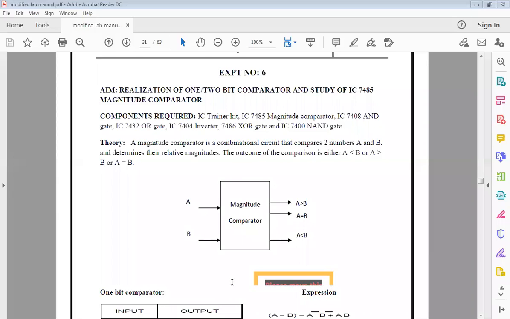So for today's experiment, we will be looking into experiment number 6, which is the realization of a 1 or 2-bit comparator and how the IC 7485 works in helping this comparison get done. Now, I think all of you would have studied the magnitude comparator in your theory classes, haven't you all?